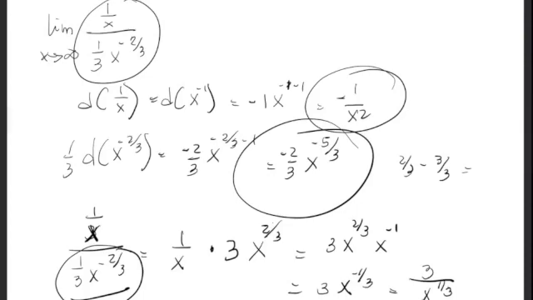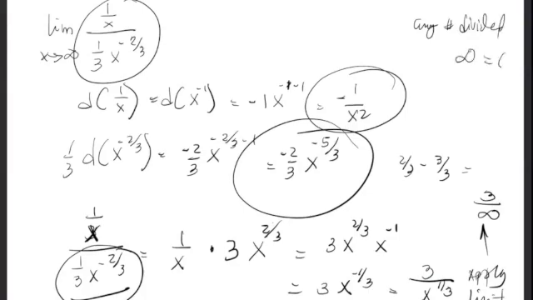If you apply the limit as x approaches infinity, take note that you now have the expression 3 over infinity. Remember, any number divided by infinity is 0. So therefore, the answer is 0.